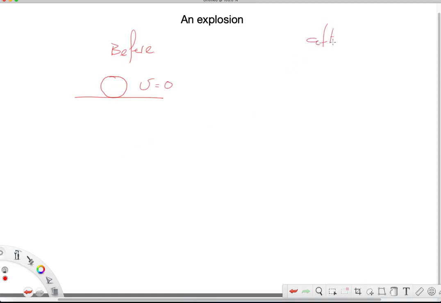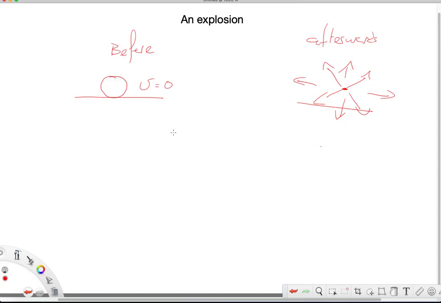Afterwards, of course, after it has exploded, you're going to have a bit going this way, and a bit going that way, and a bit going that way, and a bit going that way, and a bit coming out of the board, and a bit coming into the board. So in every possible direction, there's going to be bits.